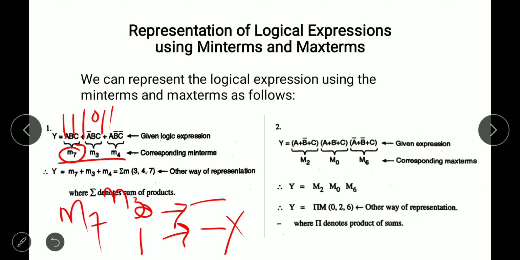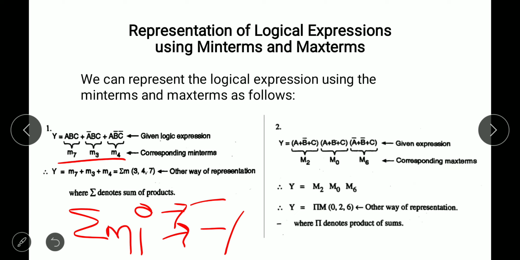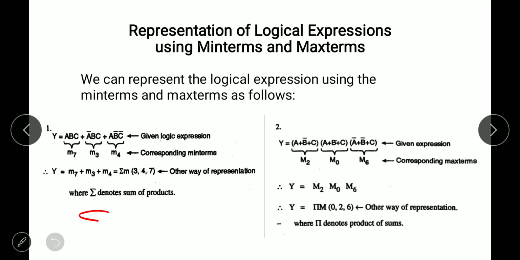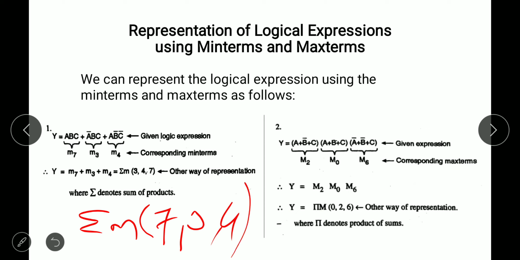Then A B bar C bar, that is 1 0 0, which means 4, so we write M4. Okay, so corresponding min terms. So y is equal to M7, M3 and M4. Also we can write summation of all the min terms, that is small m, in a bracket 7 comma 3 comma 4, or 3 comma 4 comma 7, another way of representation, where this sign denotes the sum of products.